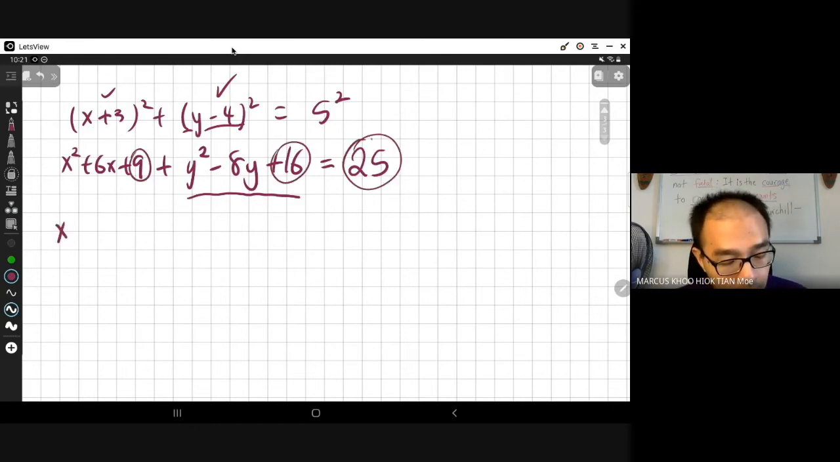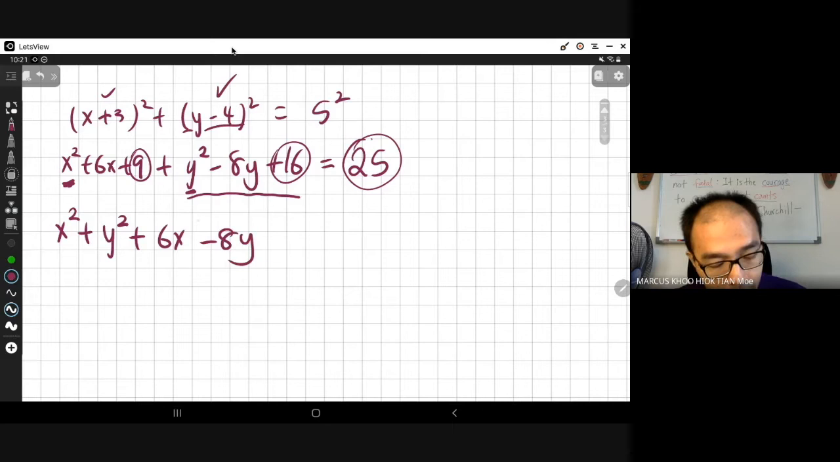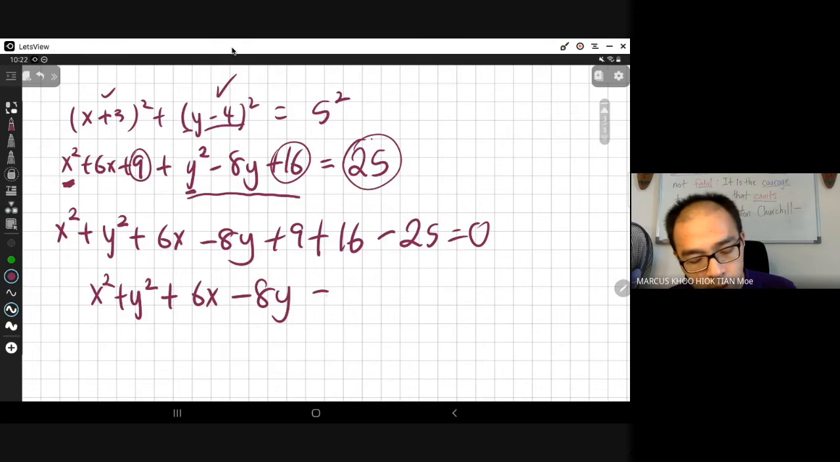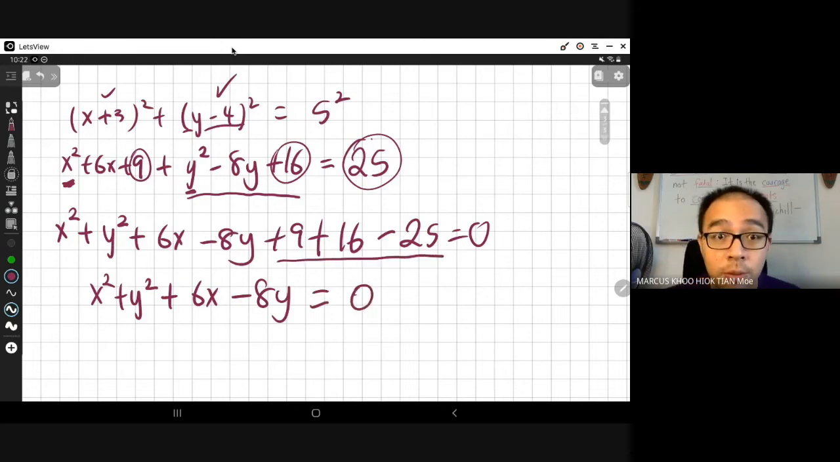So x squared plus y squared. I'm going to bring all the squares first, plus 6x minus 8y, and then all the numbers, plus 9 plus 16 minus 25 equals 0. I feel that I'm getting the wrong answer. Hold on. So 9 plus 16 minus 25, you will get 0. So x squared plus y squared plus 6x minus 8y equals 0. Calculate this: 9 plus 16 minus 25 is 0.